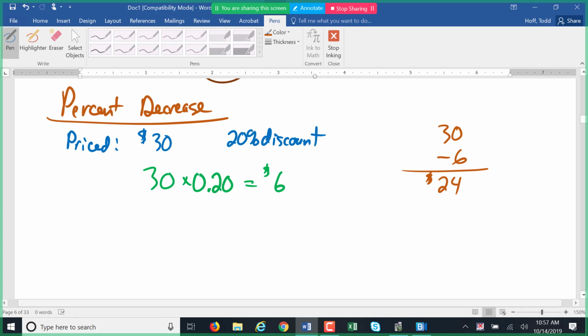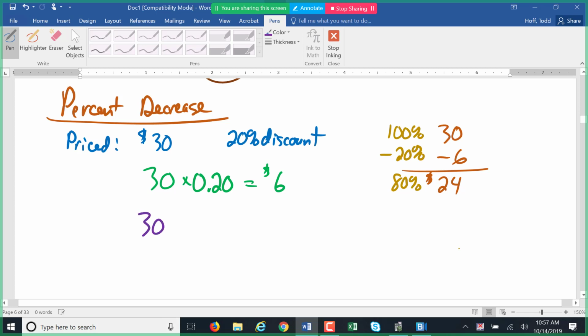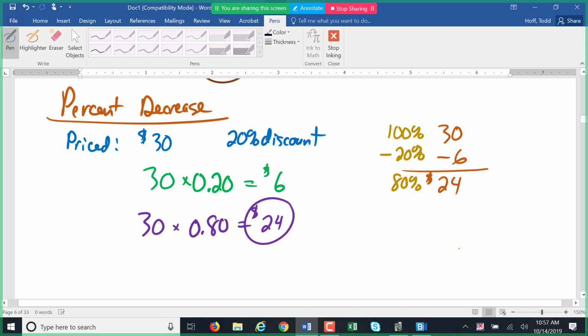Well, similar to what we saw in the increase, that $30 starting amount is 100%. This time we're subtracting. For a discount, we're reducing the price by 20%. 100 minus 20 is 80%. So what we could have done here is just taken $30 times 0.80 for 80%. That would have given us that $24 net price in a single step. Well, that's what our growth and decay problems are based off of, the percent increase and decrease like that.